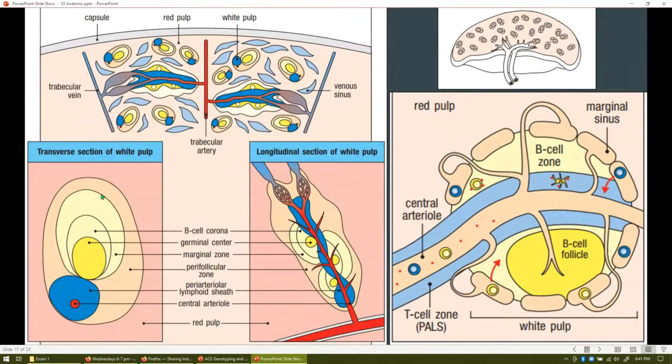So they show a transverse section of white pulp and a longitudinal section of white pulp. So it looks different based on how you slice into it. But this kind of demonstrates the organization of the white pulp in the spleen around the central arteriole.